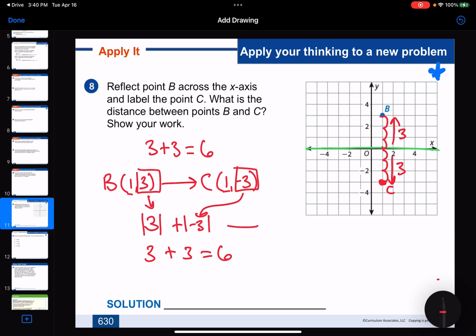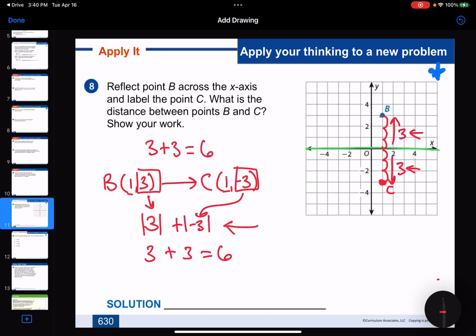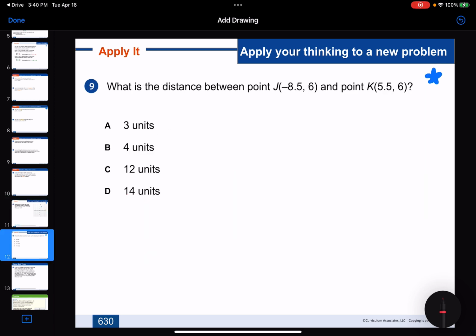Just remember, this is kind of a reinforcement of what we know about absolute value, being the distance from 0, which is where we got 3 and 3 over here. What is the distance between these 2 points? Well, again, yes, we can just count on a grid, right? But if we start getting bigger numbers or more complex numbers, it's not going to be as easy to see on a grid, on a coordinate plane, right?